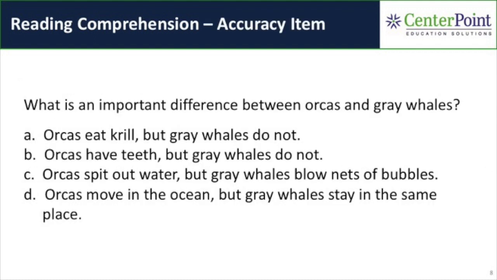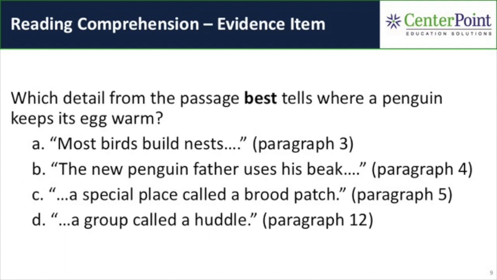So I have some samples here. This is an accuracy item that is on a 2nd grade test, measuring standard 1. Student chooses one of 4 choices. So this is an accuracy item. This is an evidence item.